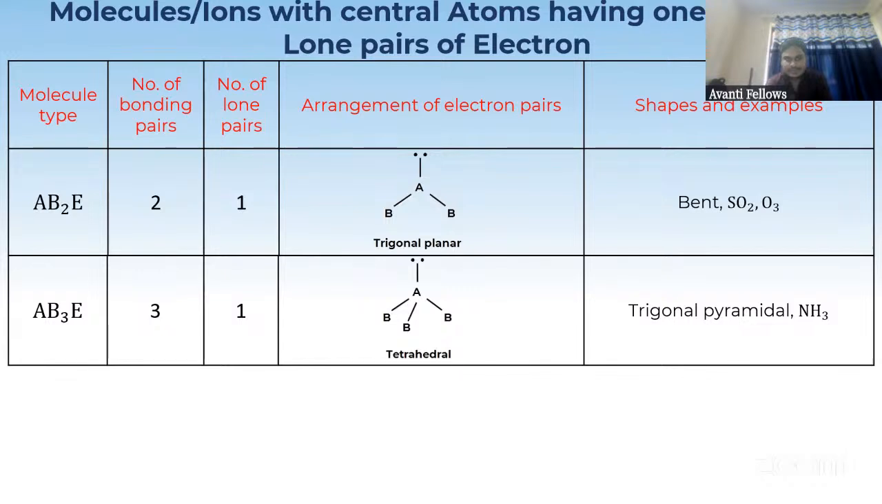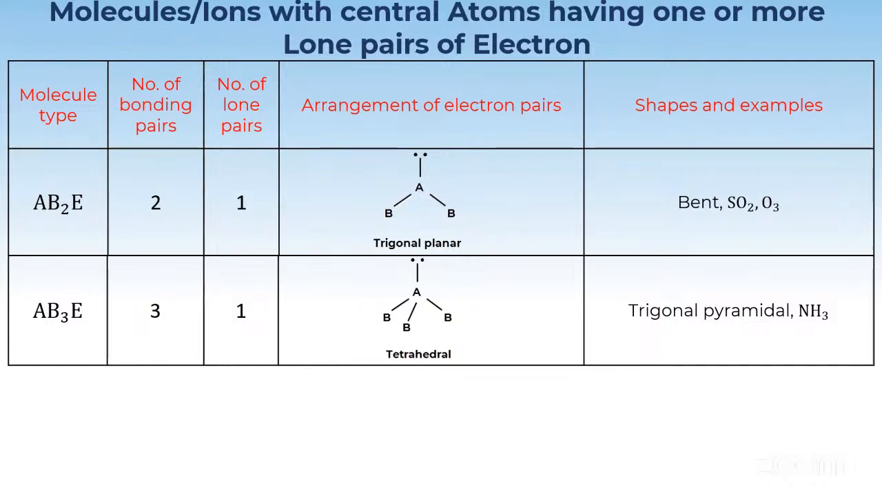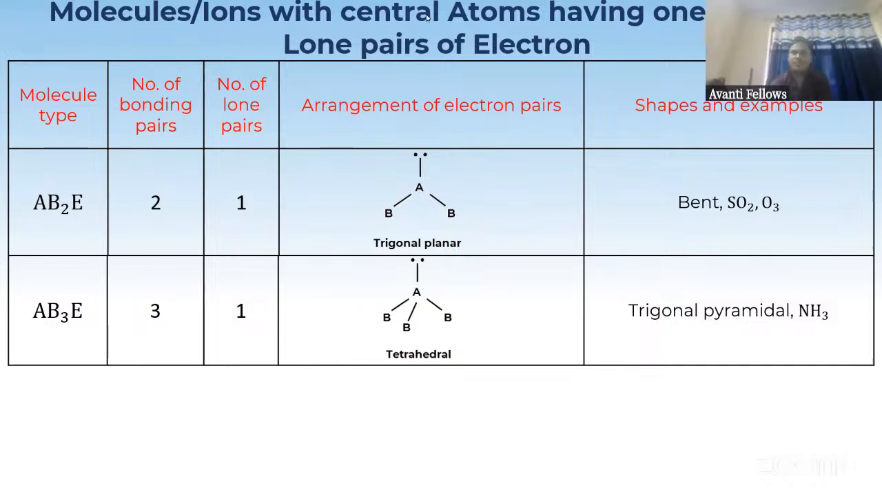Now, what happens when molecules and ions have a central atom with one or more lone pairs of electrons, right? So if one or more lone pairs come in, what will we see here? So if we talk about AB2LE, right? AB2L means the number of bonding pairs is 2 and the number of lone pairs is 1. Okay. So they have two bond pairs and one lone pair. Examples, SO2 and O3. So their shape is called V shape, bent shape or angular shape, right?